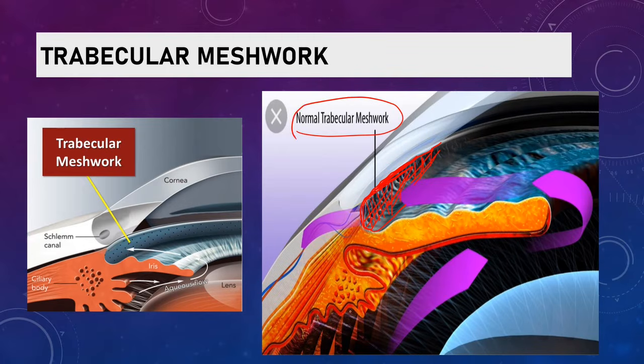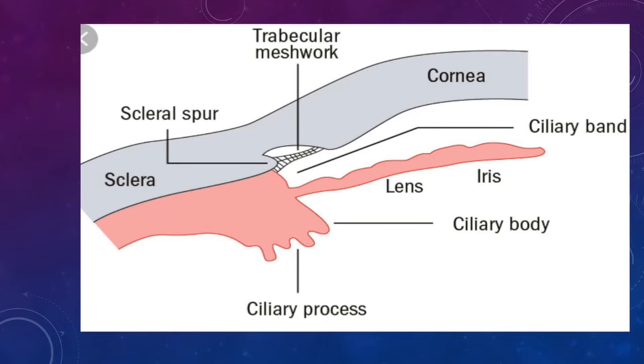So normally, the ciliary body processes are making the aqueous humor, and then that aqueous humor is flowing from behind the iris to the pupil. From the pupil it is coming into the anterior chamber, flowing over the iris, and then again it is going into this trabecular meshwork. So that is a normal aqueous flow.